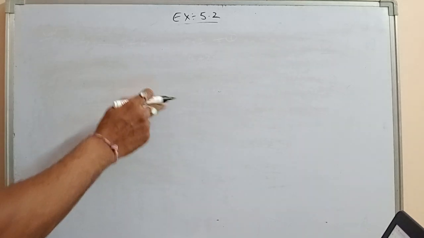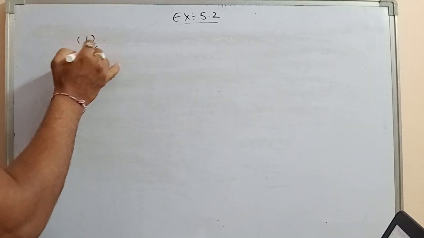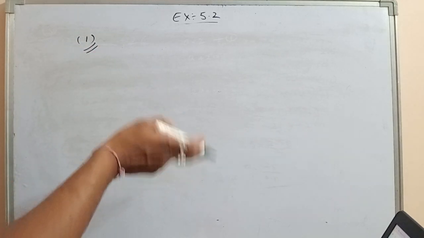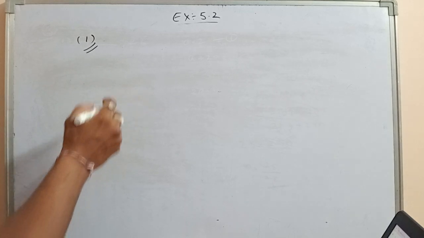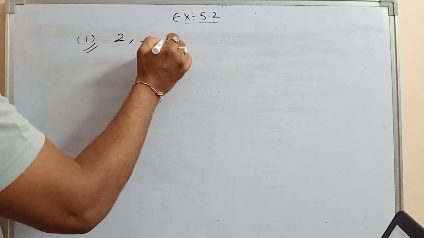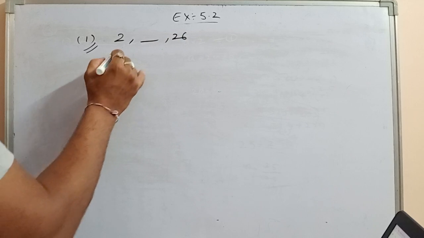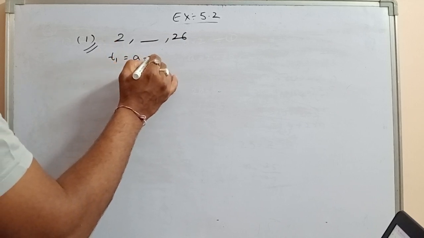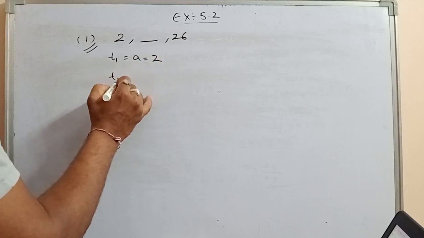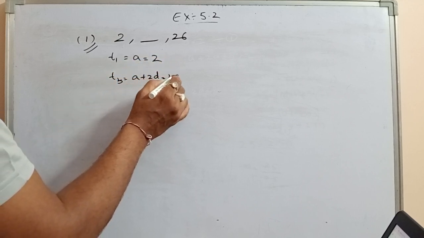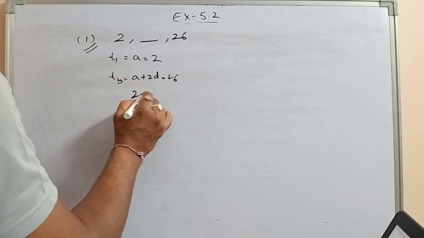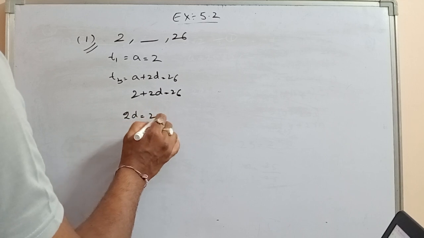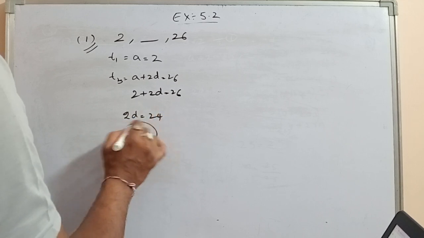Sorry, we missed the concept over here, so once again I am doing the same problem. Why? Because I only found the value of d and we have to substitute to find the second value, right? So 2, comma, dash, comma, 26 is the problem. Look here, T1 is equal to a is equal to 2, T3 is equal to a plus 2d is equal to 26. So 2 plus 2d is equal to 26, 2d is equal to 24, d will be 12.